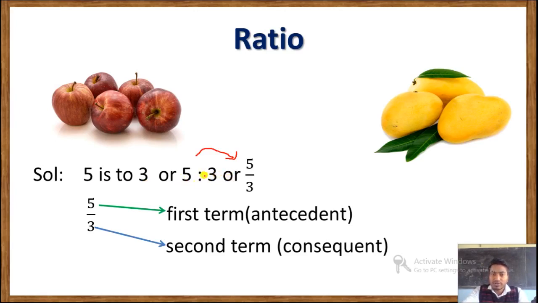Or this we can write 5/3, where 5 is the first term and this first term is also called antecedent, whereas 3 is the second term and this is also called consequent. Understood? First term is also called antecedent and second term is also called consequent.